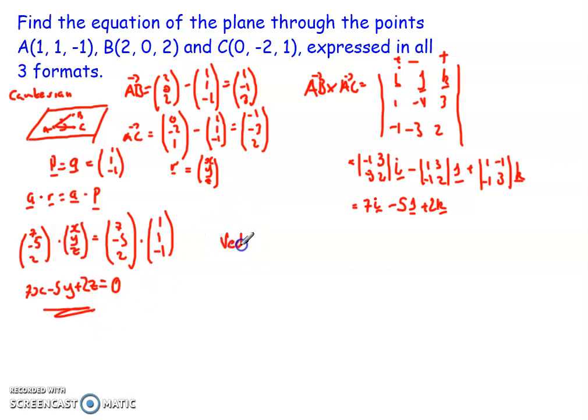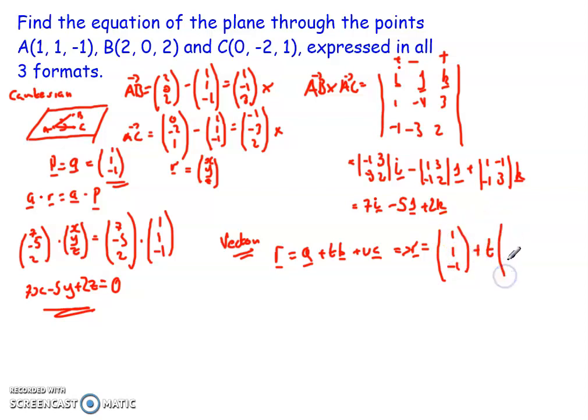Now, if we look at the vector one, what we have to remember is for the vector, it's r equals a plus tb plus uc. So what I'm going to do for this one is the a is the point through which the plane passes. So a is going to be given by this A here, the 1, 1, negative 1. The b is going to be set equal to the AB, and the c is going to be set equal to the AC. So what that means is I can say r is equal to 1, 1, negative 1, plus t times 1, negative 1, 3, and then plus u times negative 1, negative 3, 2. I can then just take that and modify it for the parametric one.